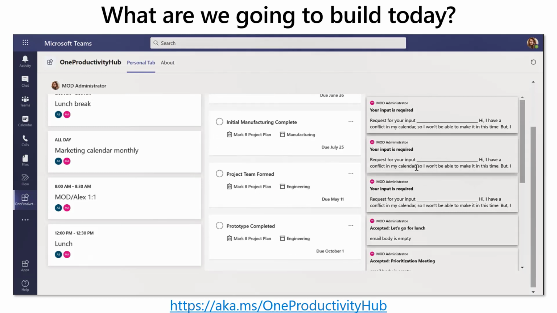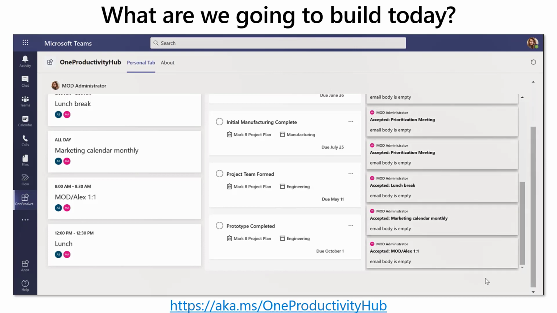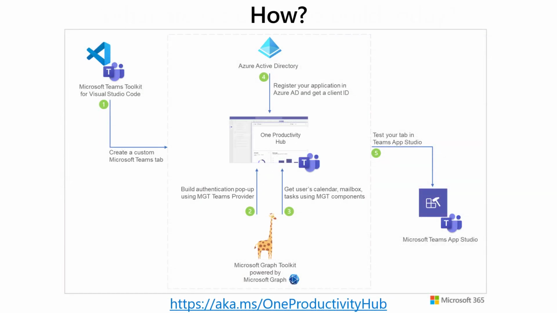When it comes to the productivity, I believe Teams is the best place to collaborate, learn, and work. So today we will build one productivity hub as a Teams tab, and then we will start adding our emails, tasks, calendar events using Microsoft Graph Toolkit components. So how are we going to do that? This is the workflow we are going to follow.